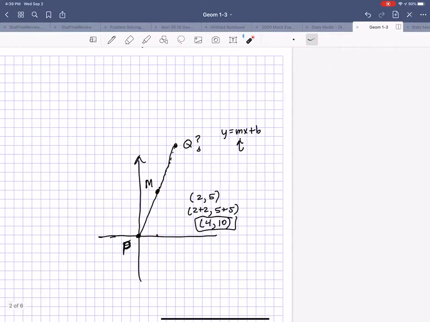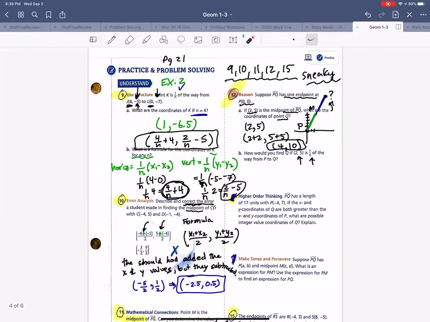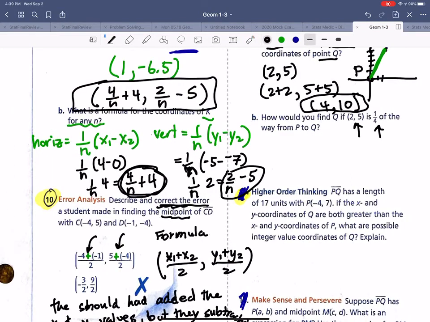Okay, so let's go back to our work, and we can show our work here. Cool. Okay, so I went 2 plus 2 plus 2 plus 2, and then 5 plus 5 plus 5 plus 5.